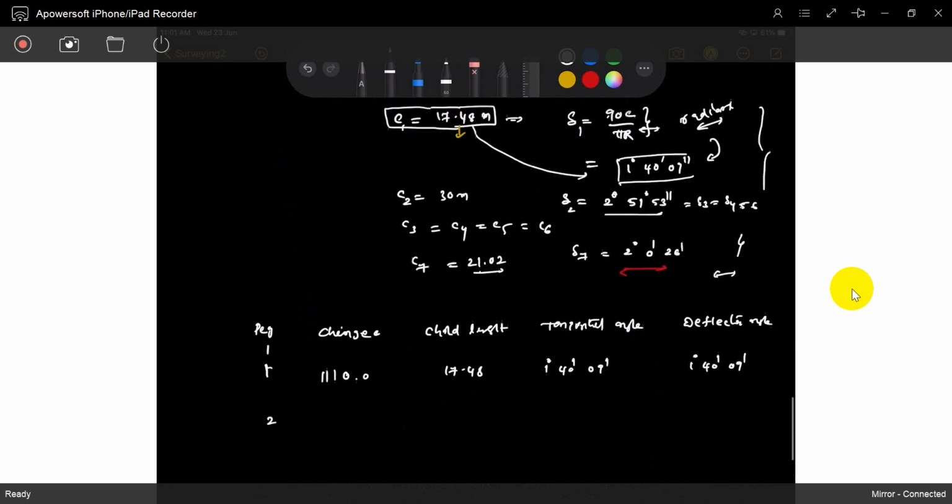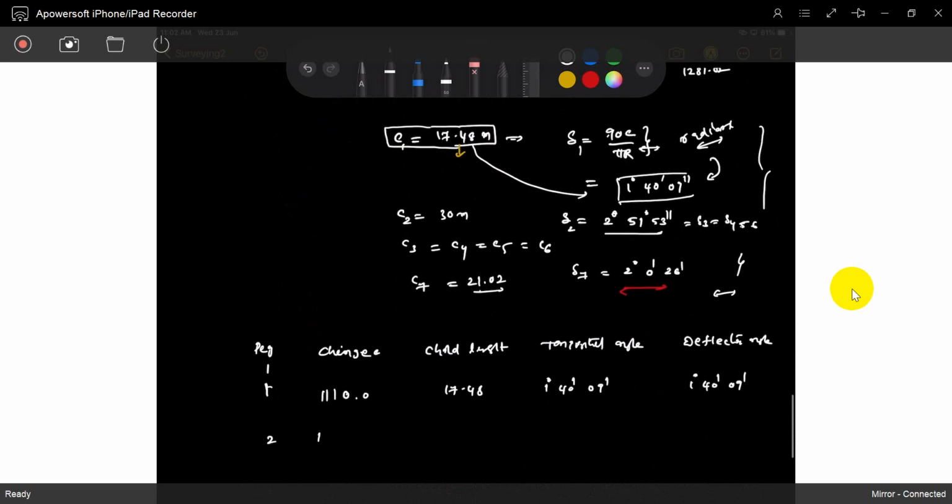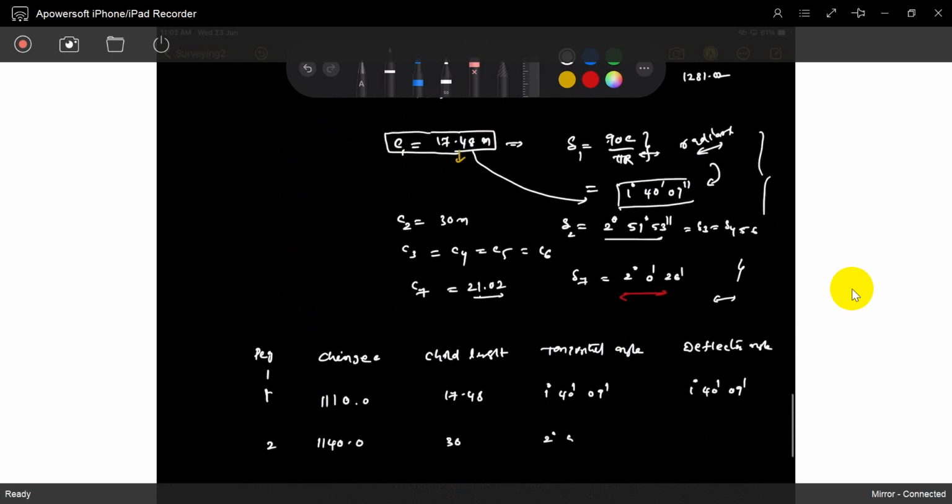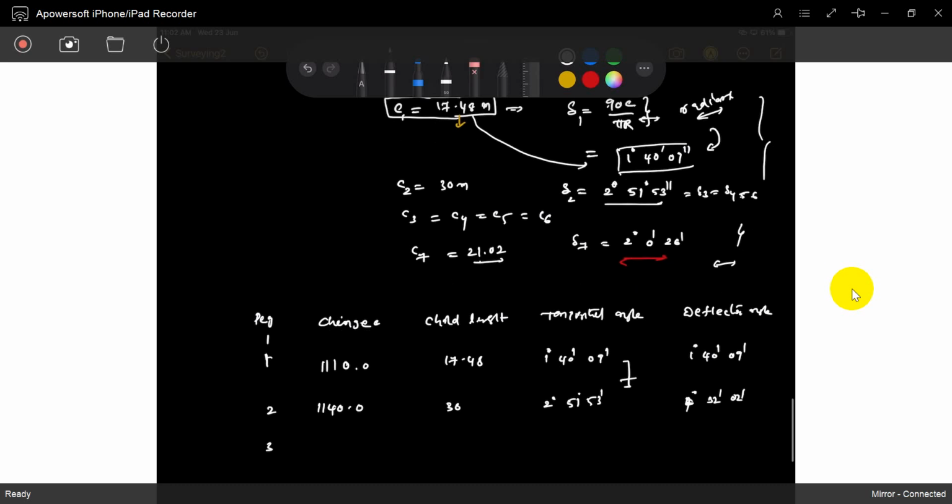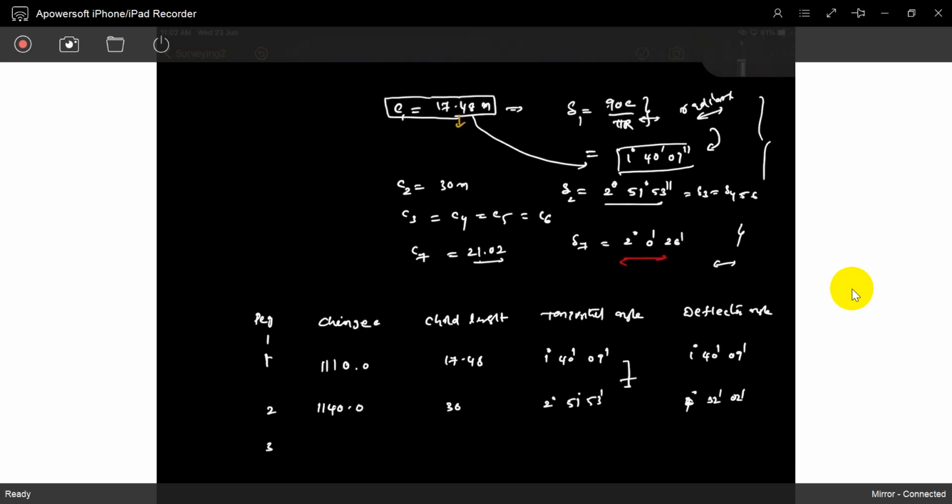Second, what is the peg length? 1140. Chord length 30. Deflection angle 2 degree 51.53. So total deflection angle: you don't just take the deflection angle, delta 1 plus delta 2. What does it come to? It will come to 4 degrees 32 minutes 02 seconds.